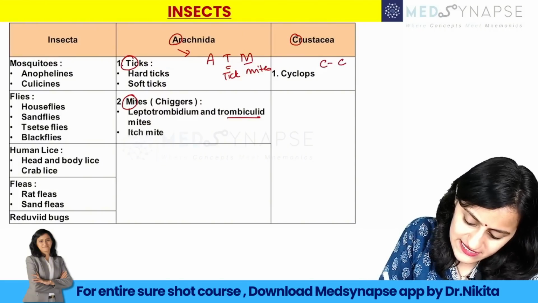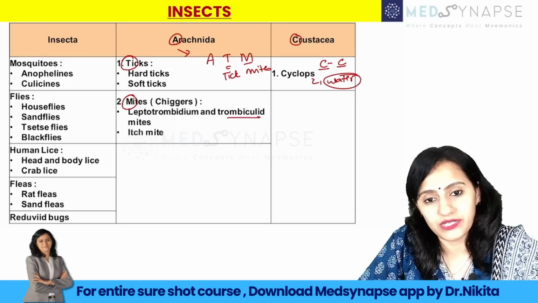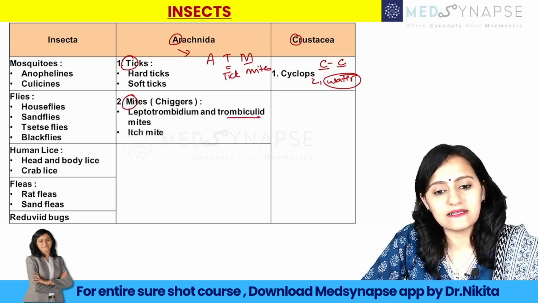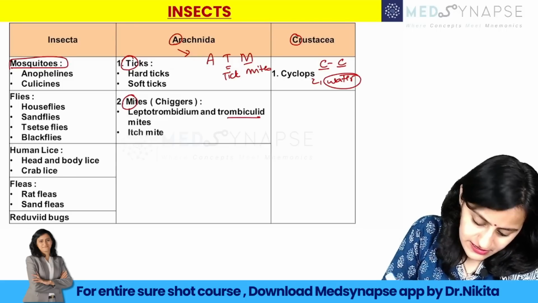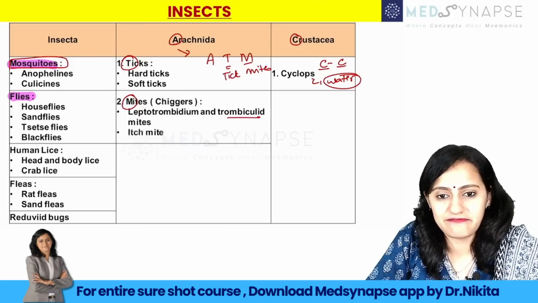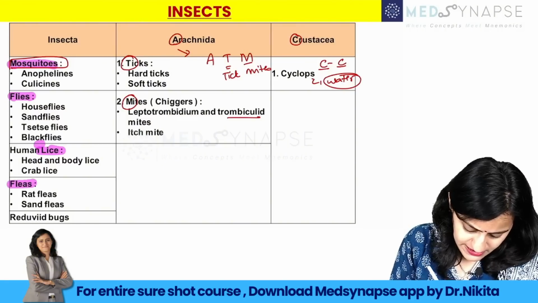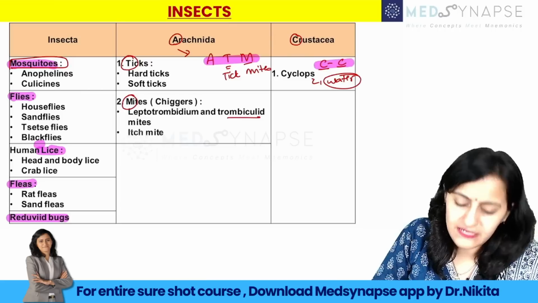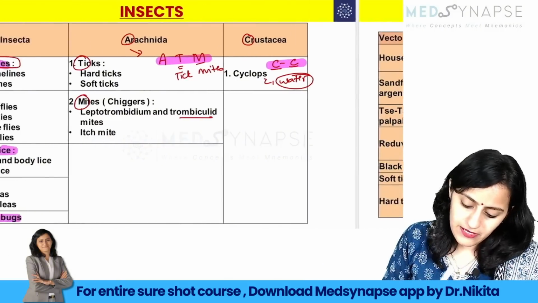And in Crustacea, easy, C for sea, cyclops. These are in the water. Okay, cyclops in the water, guinea worm in the water, right? Cyclops is for guinea worm. And the rest, everything else is basically your Insecta. So mosquitoes, flies, housefly, sandfly, blackfly, tsetse fly, all of that. The louse, right? And the fleas do not have the wings, the rat flea and the redwood bugs. So basically remember in Arachnida it is ATM, in Crustacea it is C for sea, it is cyclops, and rest everything is Insecta. Okay, the 3 pairs.